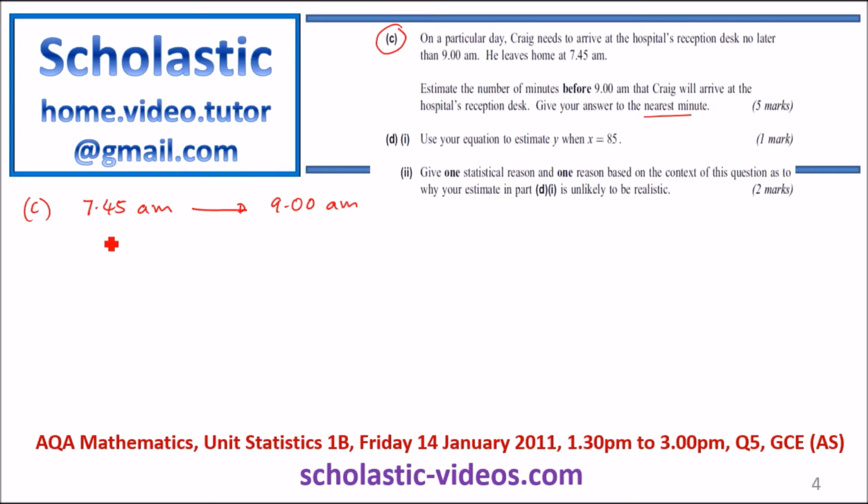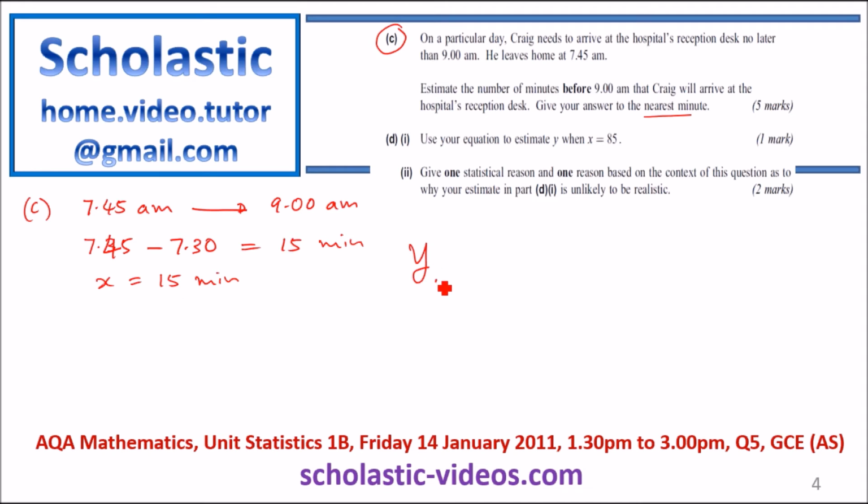So in this case 7:45 means, so we took the base as 7:30. So how many minutes after 7:30? It is 15 minutes. So that means our value of x is equal to 15 minutes. So he leaves the home when x value is 15. So what we need to find out is how many minutes it might take to reach the hospital. We need to find the value of y.